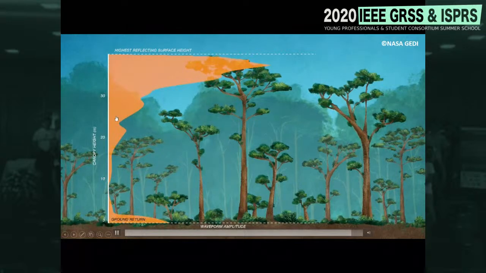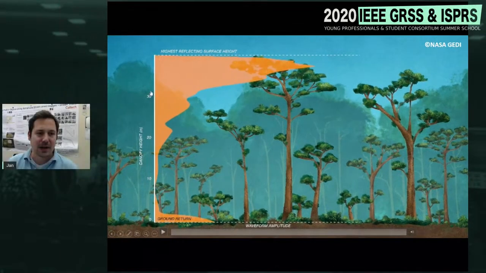So this is the ground here, and this is the canopy height, plotted on the y-axis, and on the x-axis it's plotted the intensity with which the reflections come back. You see that there's a lot of energy coming back from the top canopy. This is the first peak, and then it's getting less and less, but you can still see it follows the vegetation structure down to the bottom, and then there's quite a peak at the ground again. What we now want to measure with our model is basically the difference between this peak and this peak to get the vegetation height.